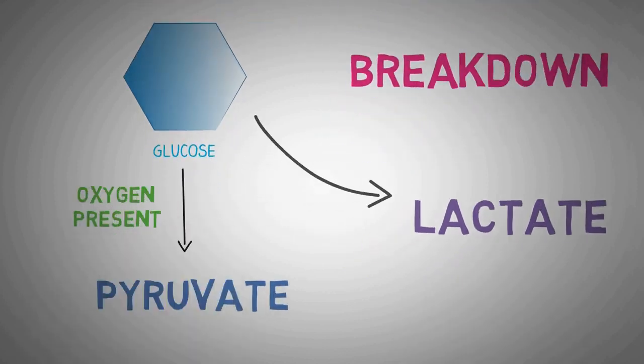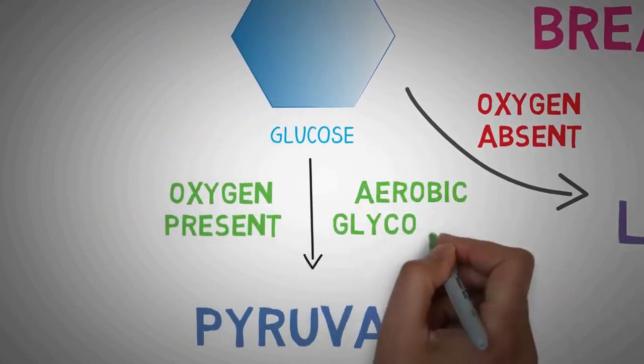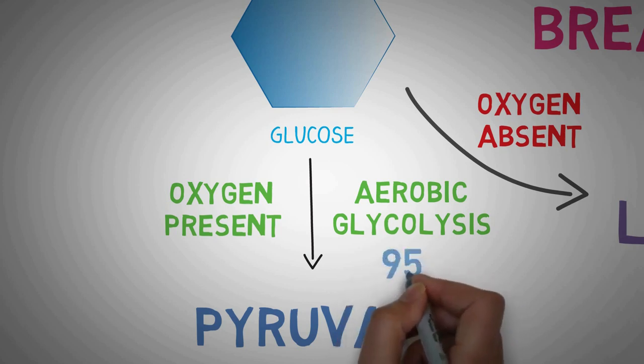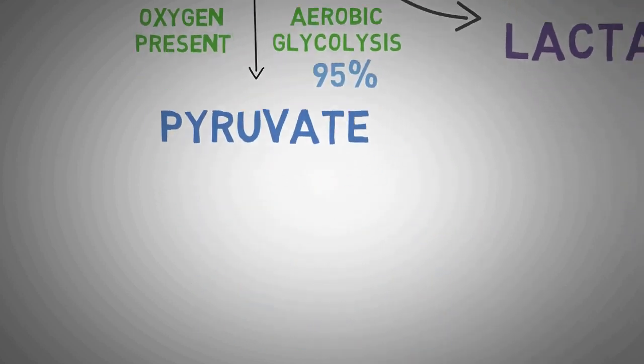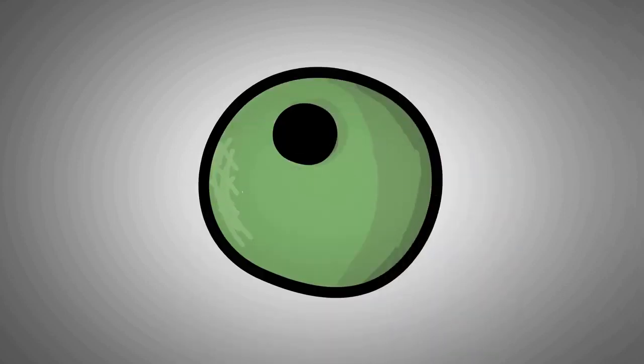If oxygen is available, we call it aerobic glycolysis, and almost all of the glycolysis that takes place in humans is aerobic, except some situations in which anaerobic glycolysis takes place, which doesn't require oxygen. We'll discuss these situations a little bit later in this video. Now let's start with the actual process of glycolysis.